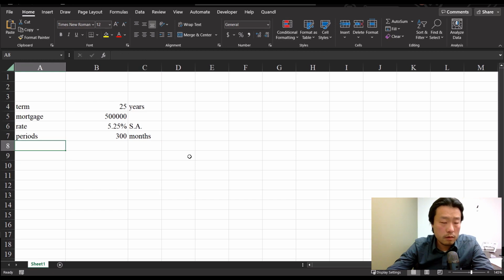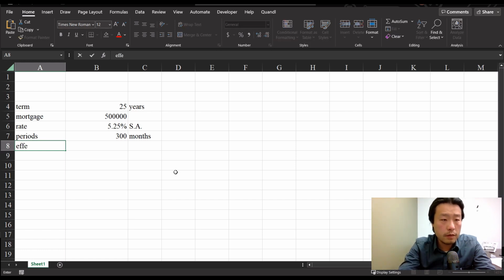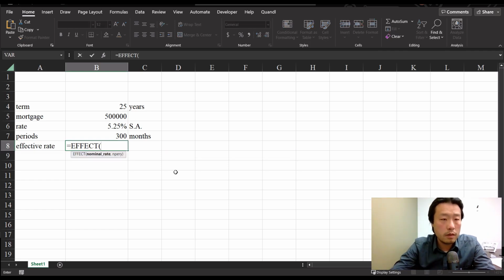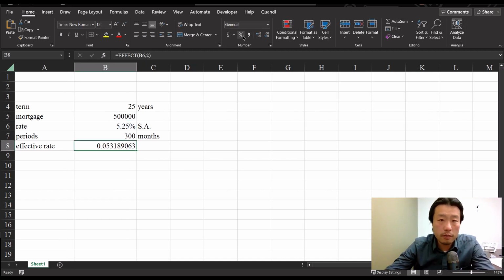To do that, we need to convert the given annual percentage rate into an effective interest rate. We will type the effective rate here. We will use the EFFECT function. The rate we want to convert is 5.25%, and because this is semi-annual compounding, we have two compounding periods, so we put the 2 there. Let's change the format back to percentage.